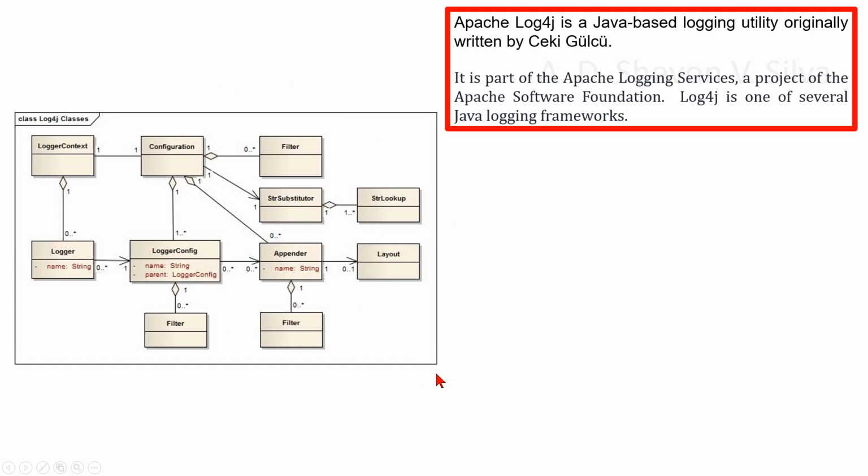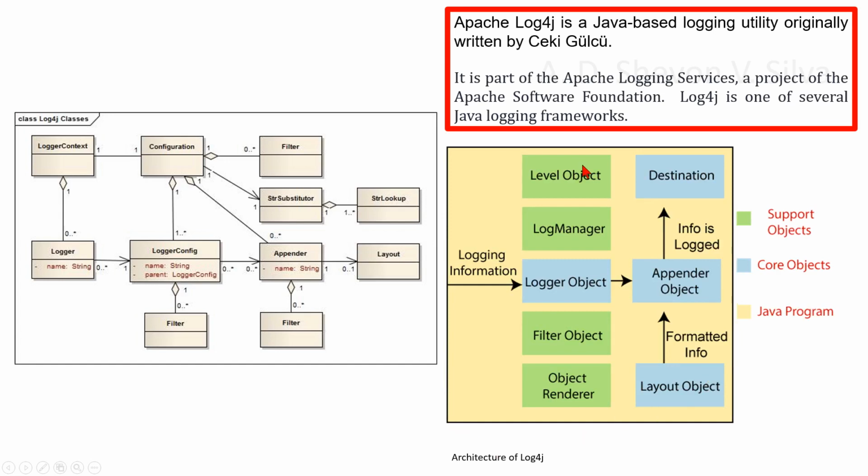Apache Log4j is a Java-based logging utility originally written by Ceki Gülcü. It is a part of the Apache logging services, a project of the Apache Software Foundation. Log4j is one of several Java logging frameworks. Here you can see another architecture diagram of Log4j.